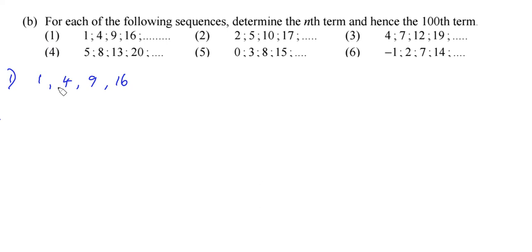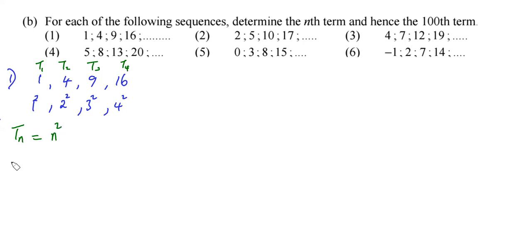So what must we do now? You must think, okay, how do I get this one? You can say this is 1 squared, this is 2 squared, this is 3 squared, this is 4 squared. And remember here we're starting from term 1, so it's T1, T2, T3, T4. On T1, we're just saying 1 squared, we get 1. 2 squared, we get 4. 3 squared, we get 9. 4 squared, we get 16. So how would we get Tn now? Tn is going to be equal to n squared.